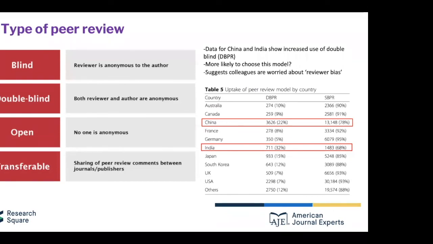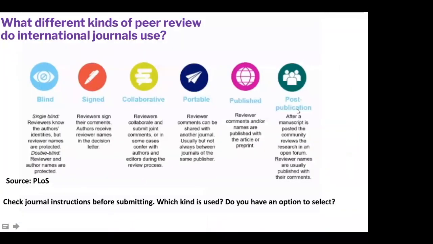Transferable, that's where peer review comments are shared between journals and publishers. You may have seen that, for example, on the Springer Nature manuscript transfer system. Your paper gets rejected from one Springer Nature journal. It can get transferred with the same reviews to another journal in the same family. So again, useful summary. Have a listen back to this recording. I'll send you the slides as well if you're interested. Blind, collaborative, portable, different kinds of peer reviews that different journals tend to use.